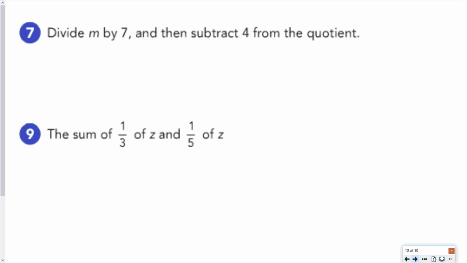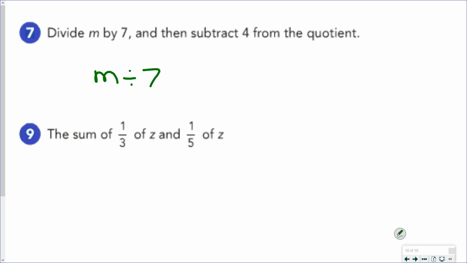Now up to this point, we've had expressions that have required one step, but you may have to write expressions that require more than one step. So when you do that, you just break it down into different pieces. So for number 7, it says divide m by 7. And then you'll see after the 7, there's a comma. Well, in reading, when you get to a comma, that tells you to pause. And we would do the same thing here. Divide m by 7. So we're going to do that first.